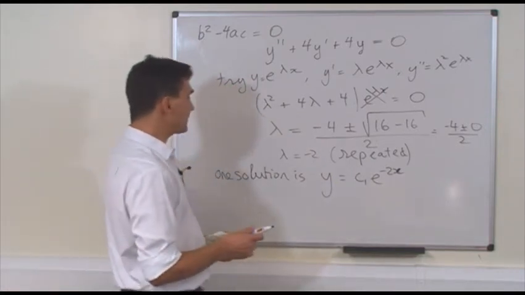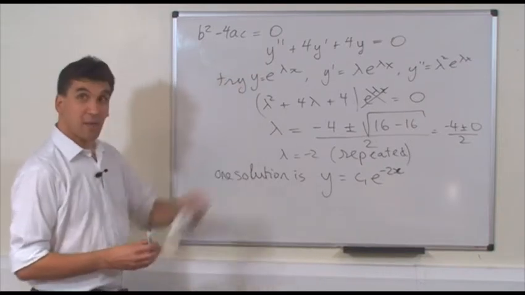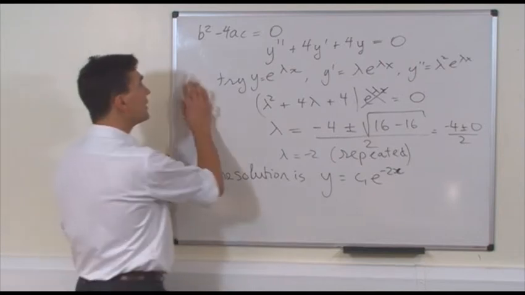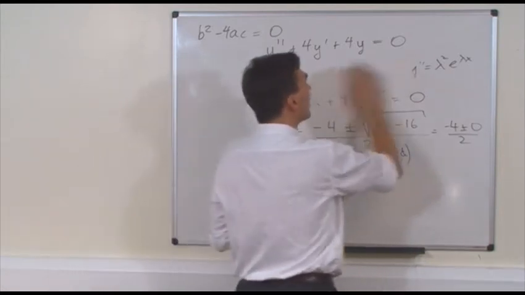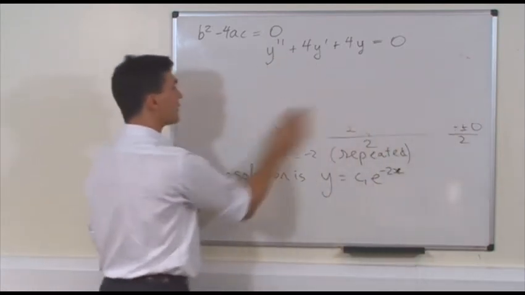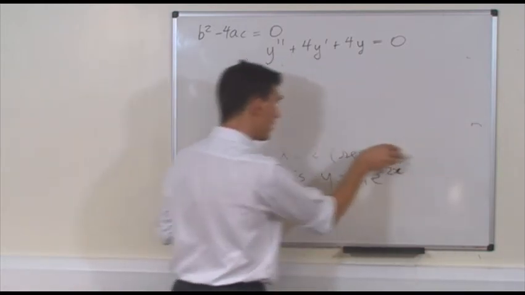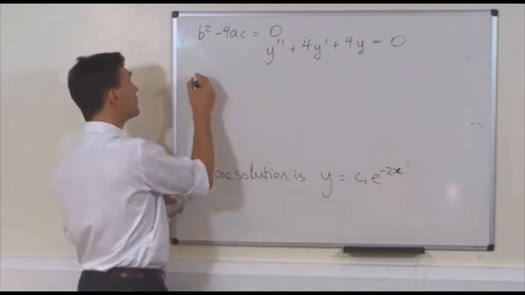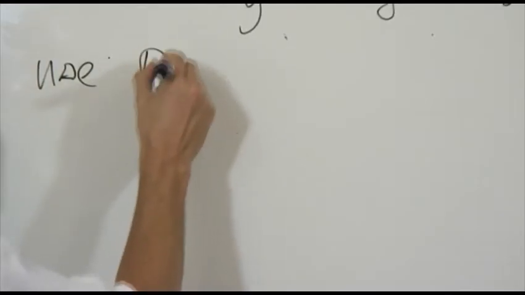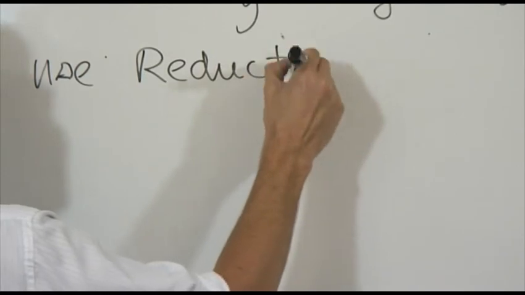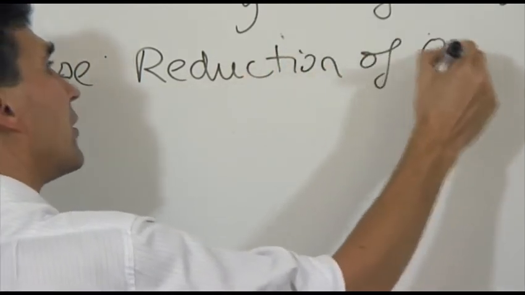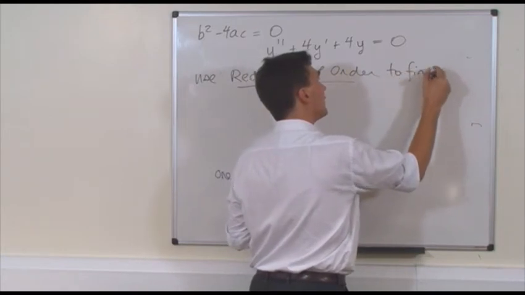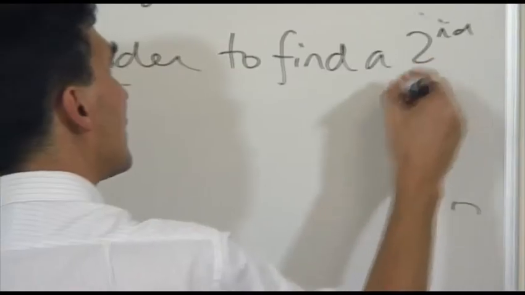And in that way get a second solution to this equation. So let me proceed with the method of reduction of order based on this one solution that we have. So we'll use reduction of order to find a second solution.